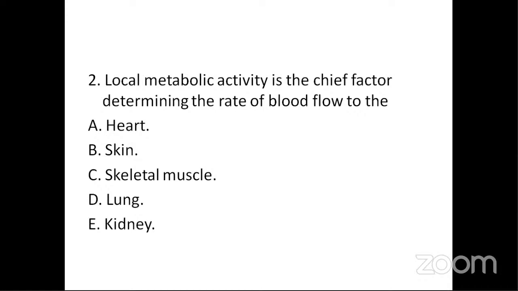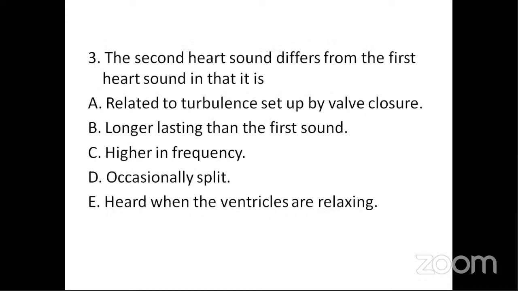In the case of kidneys, it is false. As in skin, renal blood flow, about one quarter of total cardiac output, greatly exceeds local metabolic needs. The blood is sent to the kidneys for processing. So local metabolic activity is the chief factor determining the rate of blood flow to the heart and skeletal muscle, not for skin, lung, and kidney. Okay, next question.